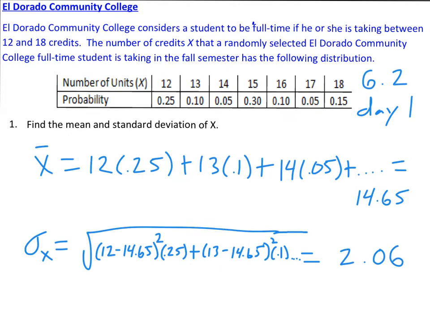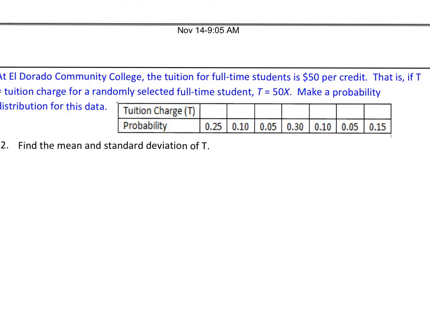So on average, students at El Dorado Community College are taking about 14.6 credits, and on average, the amount of credits taken vary from the mean by about 2 credits. Nothing new on that slide. Nothing new.